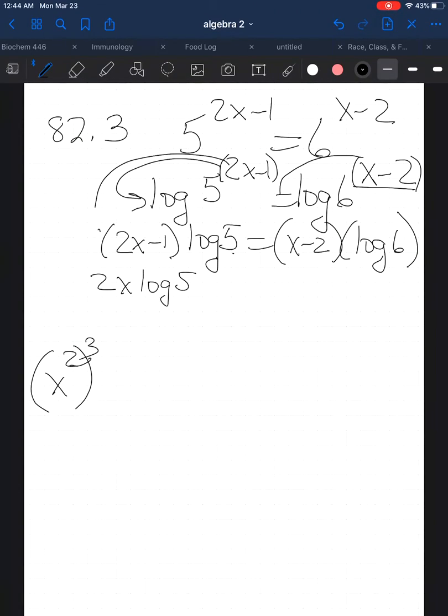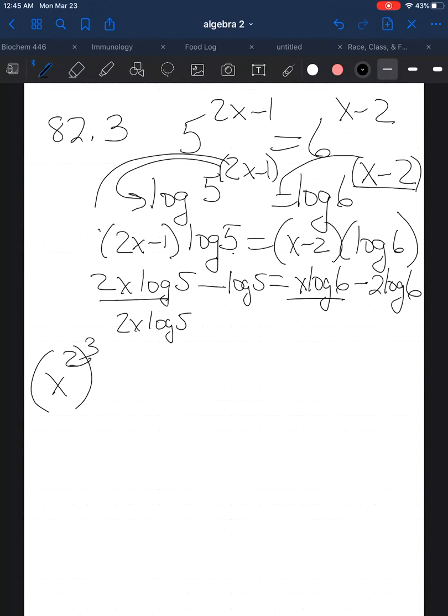So we'll have 2x times the log of 5 minus the log of 5. And over here, we'll get x times the log of 6 minus 2 times the log of 6. Now, even though we don't know what the log of 5, log of 6 is, those aren't variables. We can put those in a calculator, or we can leave it as an exact answer. So those are not what we're solving for. The x's are what we're solving for. So we need to get all the x's on one side.